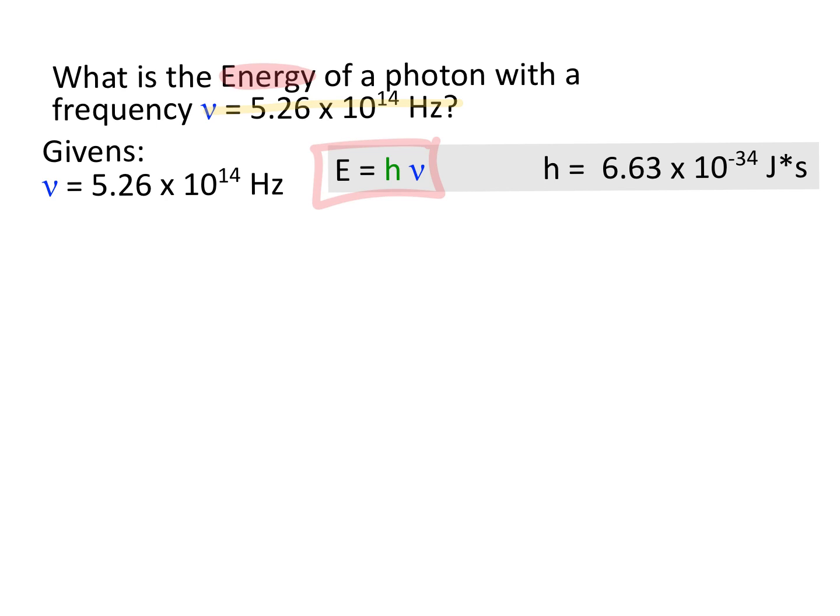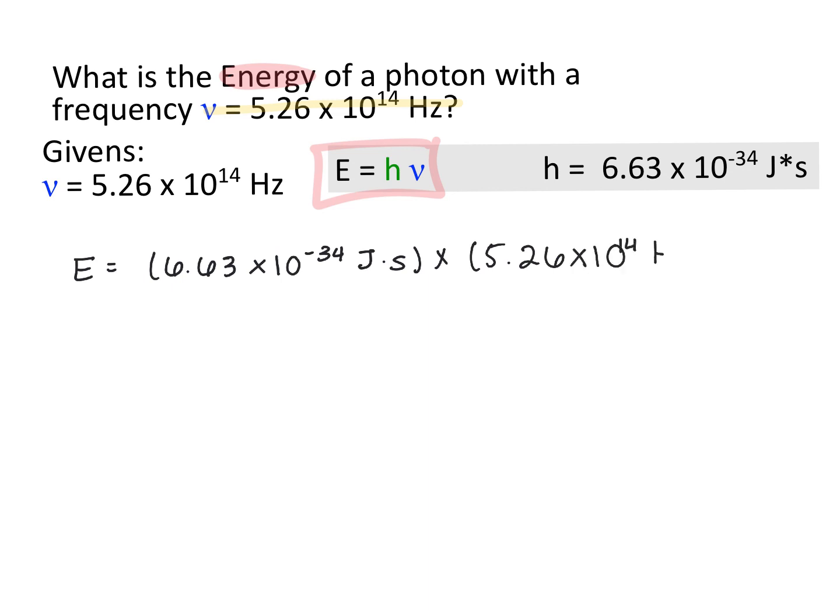Now I don't have to do any conversions here. This one's really easy, where all I have to do is plug everything in. So I use my 6.63 times 10 to the negative 34 joules times second. And all I have to do is multiply this with my frequency. If I was calculating frequency, I would divide the energy by Planck's constant, but I do not have to do that. So in this case, I plug everything in and multiply it, and I would be left with an energy of 3.49 times 10 to the negative 19 joules.